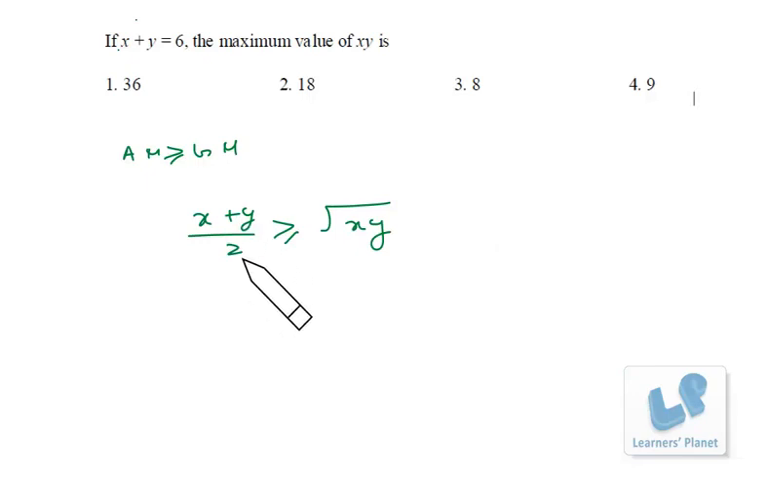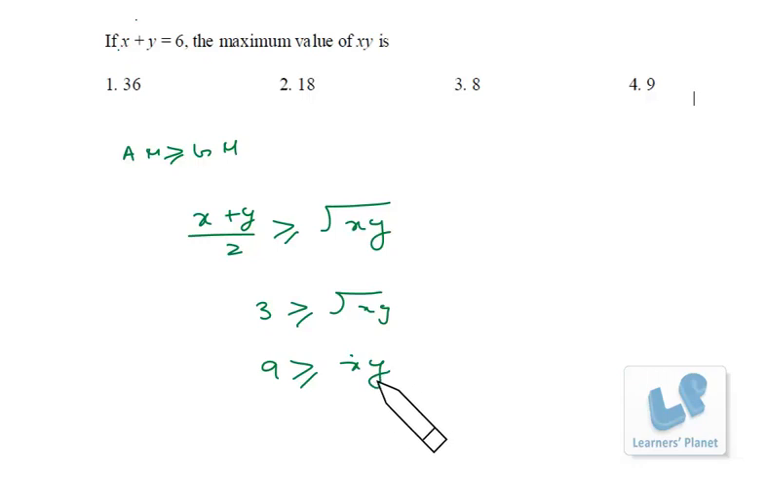Okay. So (x plus y) by 2 is greater than equal to root xy, right? So (x plus y) by 2 is what? It's 6 over here, 6 by 2, it's 3. So that means xy will be less than equal to 9. So the maximum value that xy can achieve is 9 only. Okay? So that is a simple AM-GM concept.